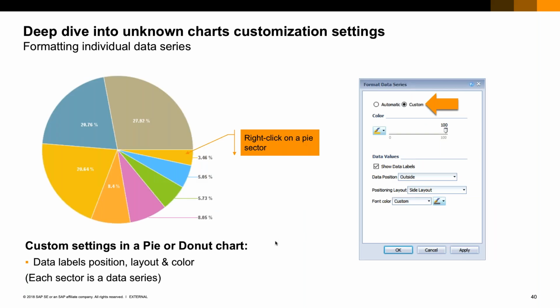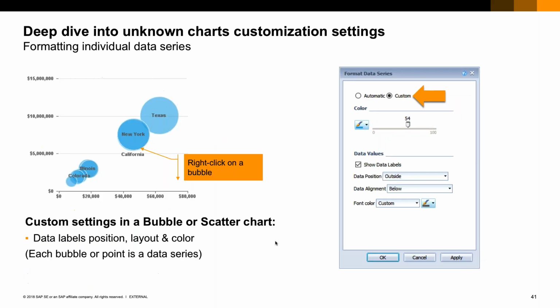If you want to customize the data series on the pie chart, the benefit here is that each sector is considered as an individual data series. So for each sector, you can pick a custom color, or choose to display the data label whether inside or outside the pie sector, depending on whether or not you have enough room to fit this data label into the sector.